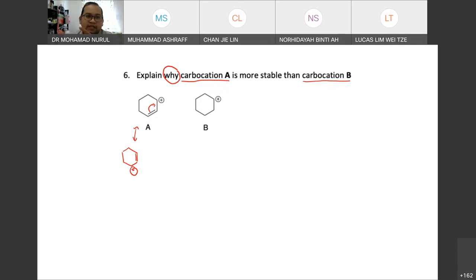To answer this one, probably I just give you 3 marks for this one. First, you have to explain delocalize, 2 marks. One, you have to show the meaning of delocalize. It means the ability of compound A to make a resonance structure. So you have to show how the first resonance structure transforms into the second resonance structure. Okay. Thank you, Doctor. Welcome, Lucas.